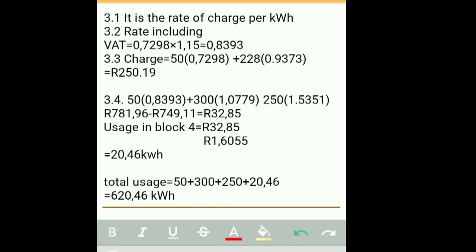So we're going to say 32,85 divide, by the way guys, it's divide by 1,6055. Then we got 20,46 kilowatts. That simply means in block 4 Nelson used 20,46 kilowatts. Now we're calculating the total usage. 50 plus 300 plus 250 plus 20,46 is equals to 620,46 kilowatts. This is how much Nelson used.